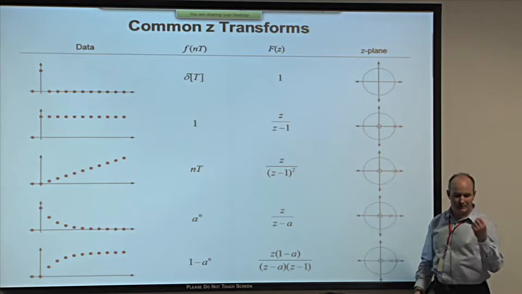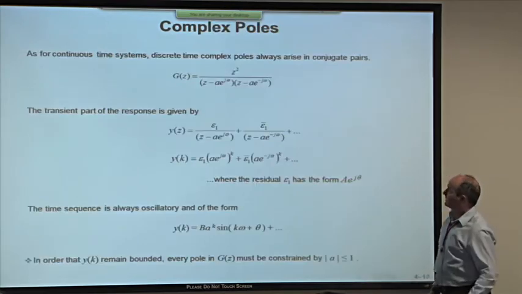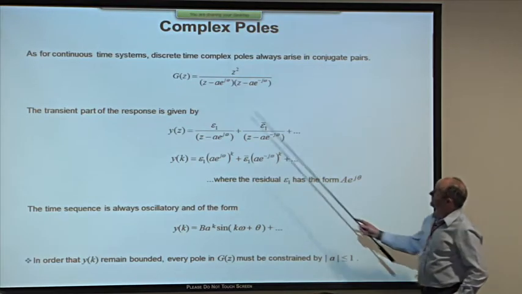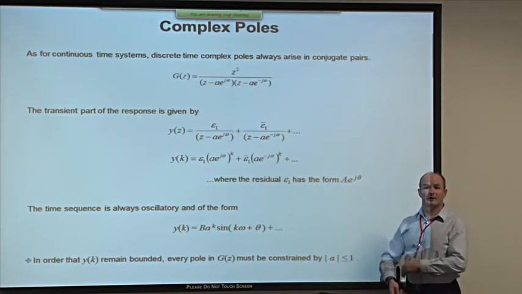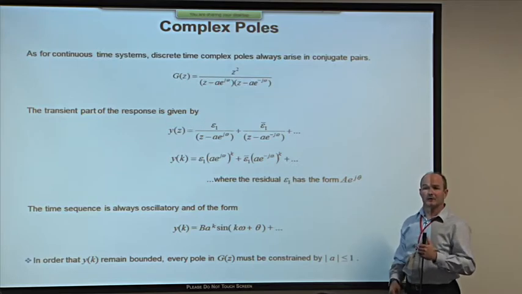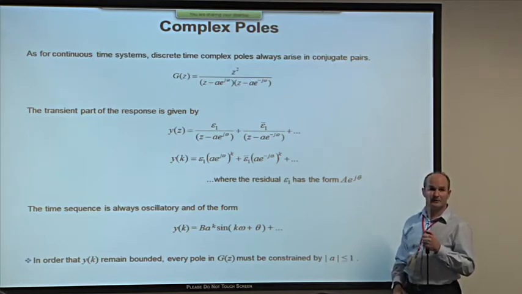Complex systems with complex poles, I mean, nothing very much is different. These are the poles using z equals e to the st. And when you combine them, they combine in much the same way as the complex conjugate pole pairs did for the continuous time system.